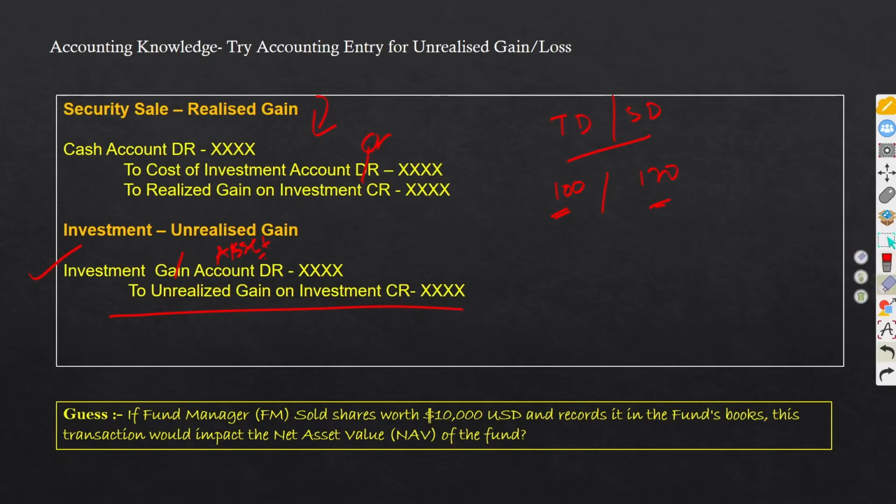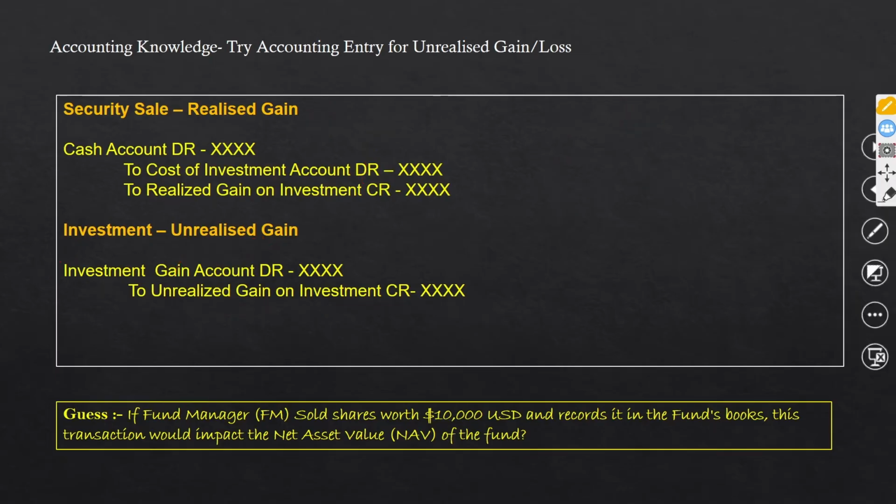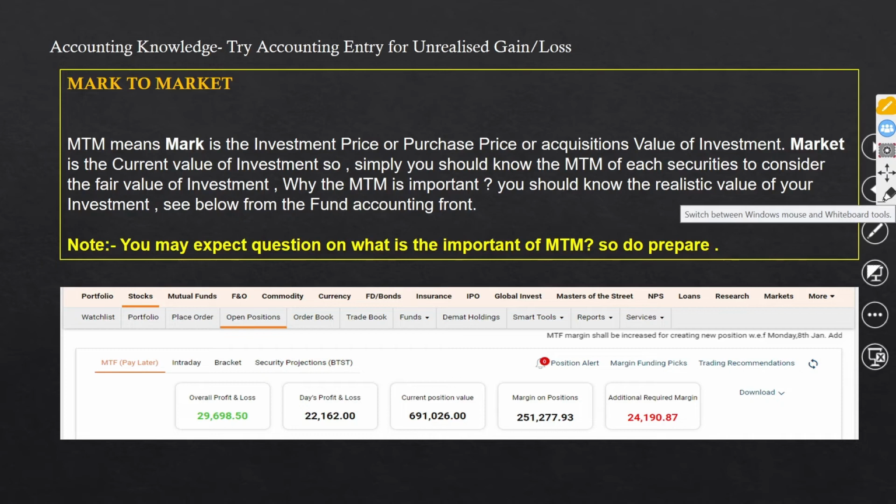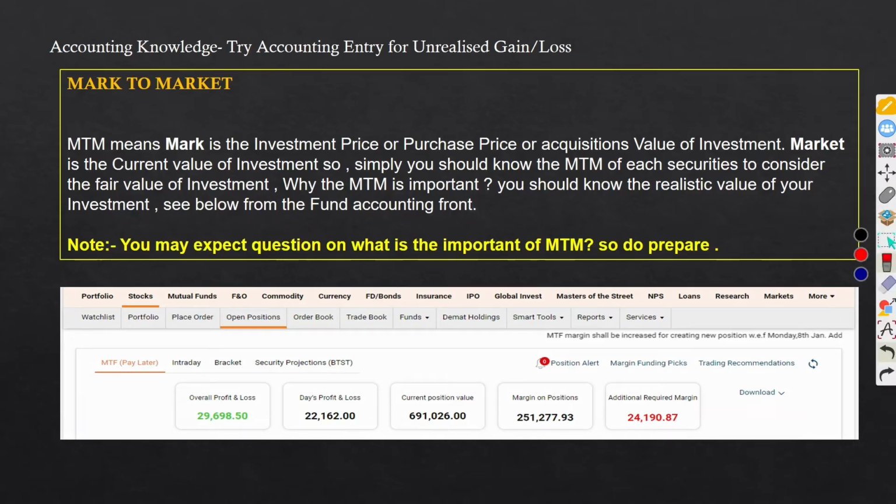So we have other examples as well, a couple of examples for different securities. Let's see. Here you would see mark to market also come into the picture. What is mark to market? Basically, mark means investment price or purchase price or acquisition price. So mark to market, M2M: mark talks about the purchase price of the investment, and market means the current market value of the investment. So simply you should know the M2M of each security to consider the fair value of the investment. And why is M2M important? You should know the realistic value of your investment.